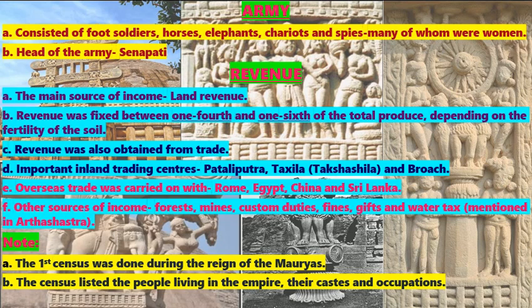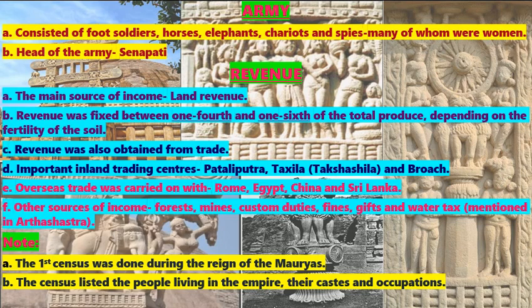Coming on to the revenue administration, land revenue was the main source of income. It was fixed between 1/4 and 1/6 of the produce, depending upon the fertility of the soil.